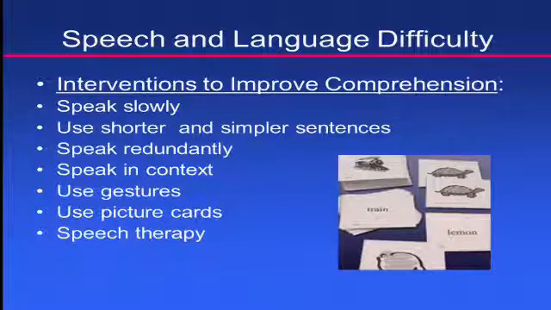So what are some of the interventions to improve the comprehension? So there are things that you can do. Again, speak slowly. Give your loved one time to process the information that you are trying to communicate. Again, with the same goal, use shorter and simpler sentences. In our speech, we use very complex sentences with lots of nouns and adjectives. Try to simplify your speech. Speak redundantly. Don't be afraid of repeating yourself. In this case, it's really needed. It's going to help your loved one to understand you, or increase the chance that they will understand what you're trying to communicate. Try to speak in context.